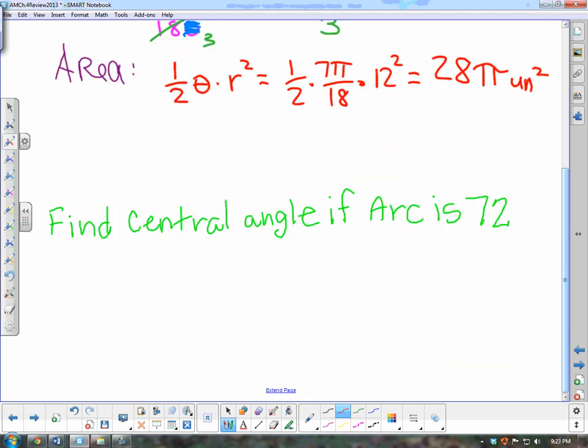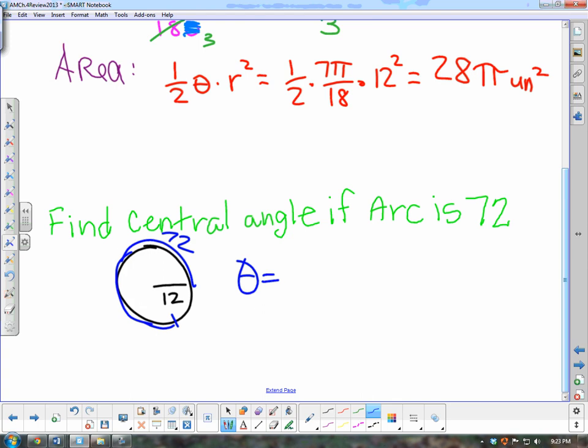Then another one could be, okay, if you have find the central angle, if the arc is 72, so we still have a circle with a radius of 12, and now we know that the length of it, that is 72, which is quite a ways away around the circle, I'm guessing. And remember that theta equals arc length divided by the radius.